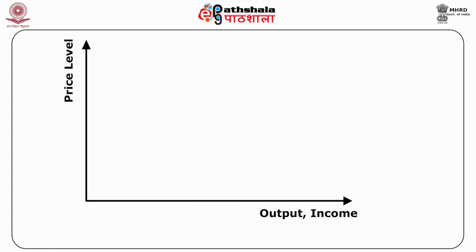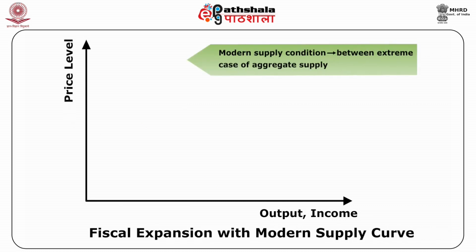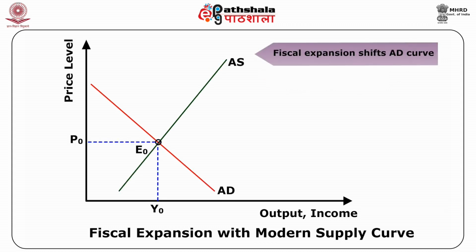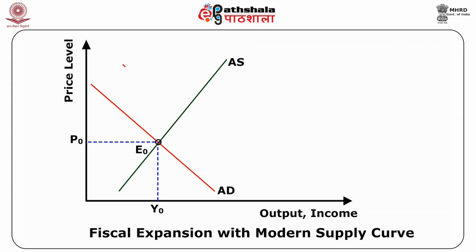Next, we will discuss the modern supply condition. The modern supply condition is a case which is in between these extreme cases of aggregate supply. Here the aggregate supply curve is upward sloping. A fiscal expansion shifts the AD curve right from AD to AD1.